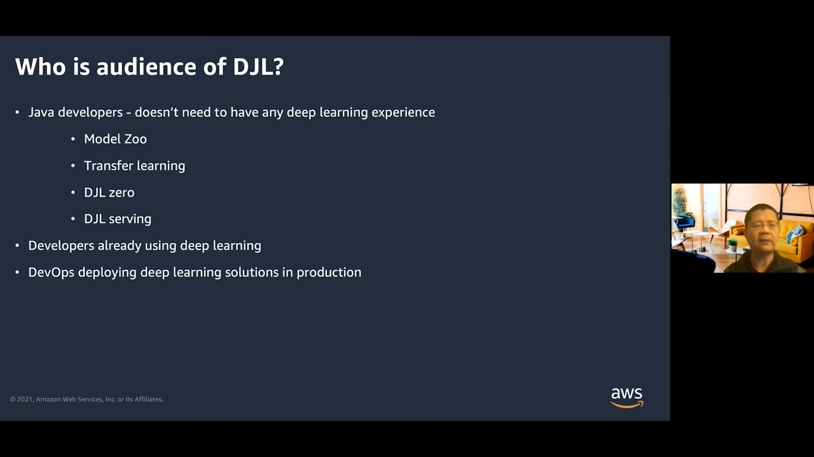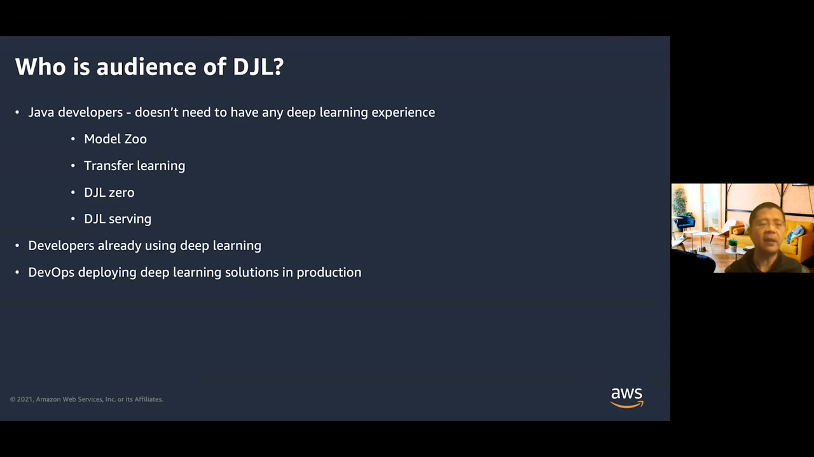We also have DJL Zero, which we are currently working on. With DJL Zero, the only thing you need to tell it is: I have this dataset, and this is the problem, the application I want to solve. Then DJL will automatically pick the right model and do the training for you. The zero means zero deep learning knowledge, so we are trying to let you train a model with zero deep learning knowledge.